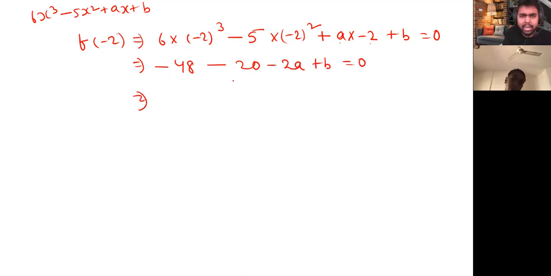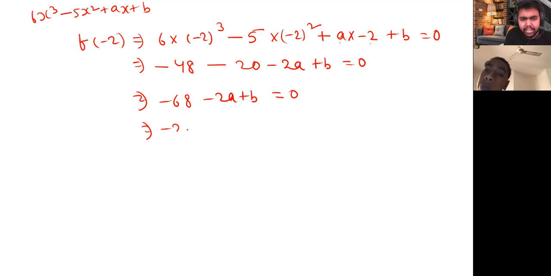Now we would be adding these both, so it will give me -68 minus 2a plus b is equal to 0. From here, I can write 2a minus b is equal to -68. This is equation number 1.